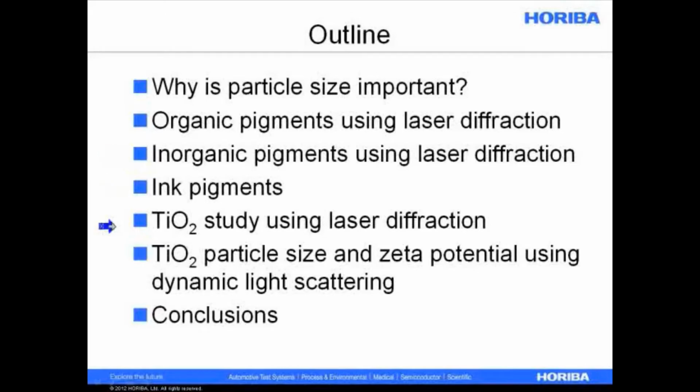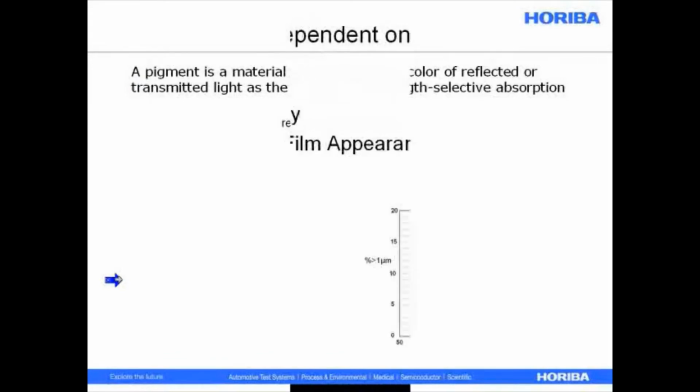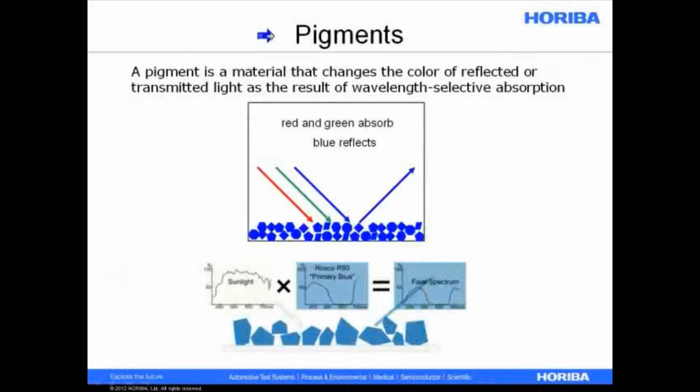Then we'll focus in on a specific pigment, titanium dioxide, which I suppose is the most broadly used pigment in the world. We'll show data for titanium dioxide from both laser diffraction and dynamic light scattering, where we'll look at particle size and zeta potential. And then we'll wrap up with our conclusions for today.